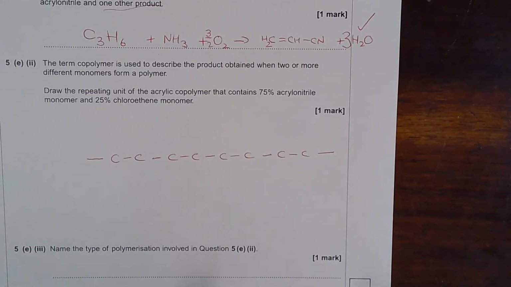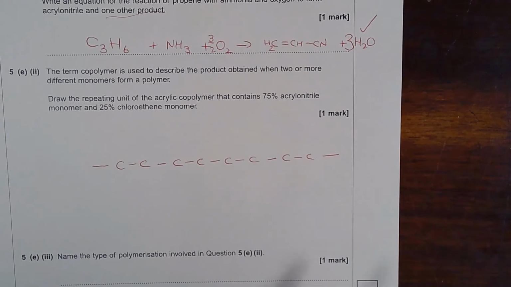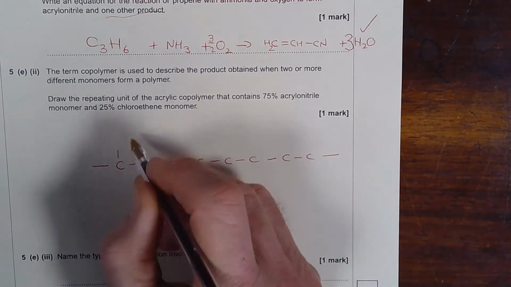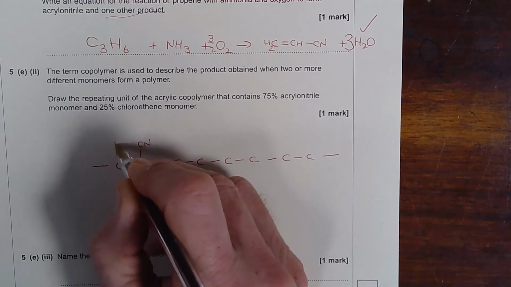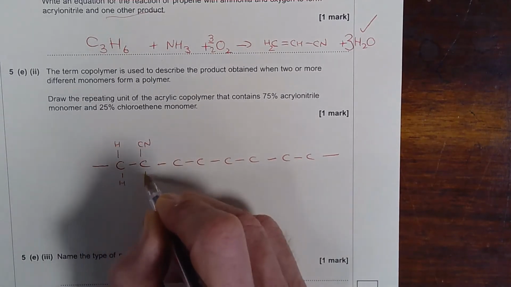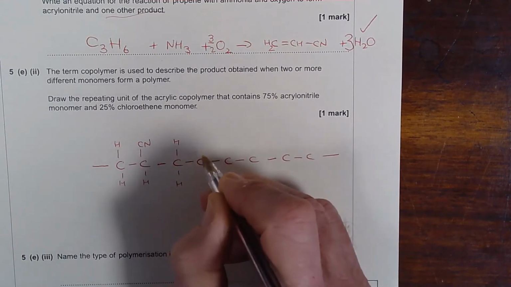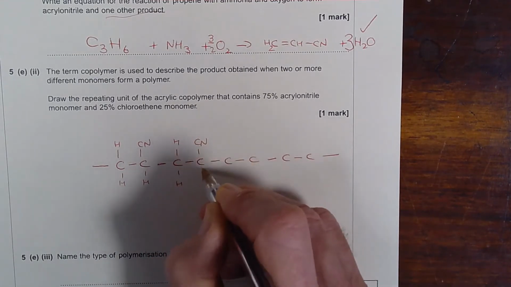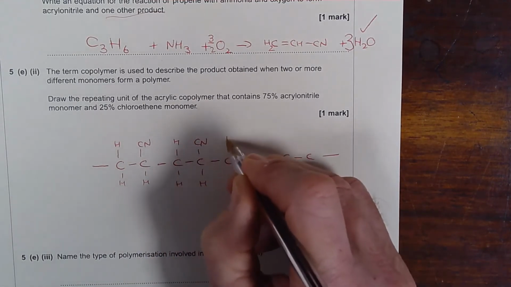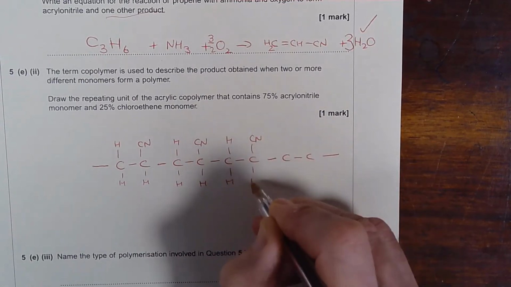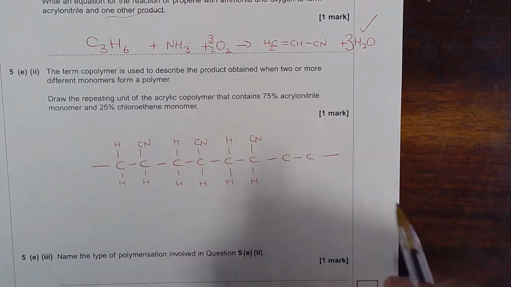So there's loads of ways of doing this, so there's no point covering all of those answers, as long as you have put in something. So if we put the nitrile first, so if we put the CNHH and repeat that one 3 times, and then finally we need 1 chloroethene.